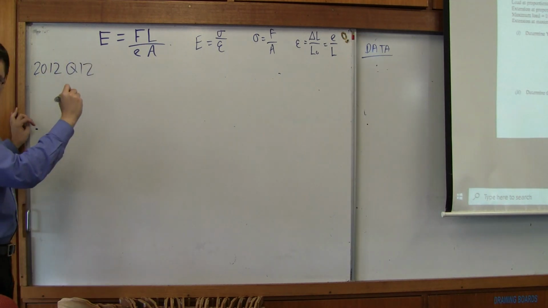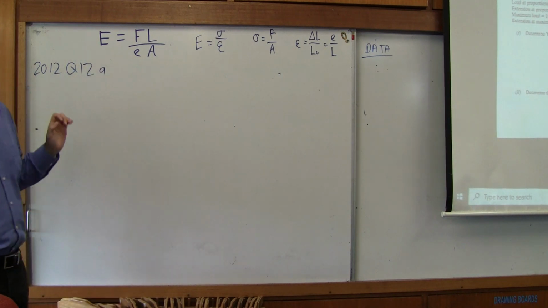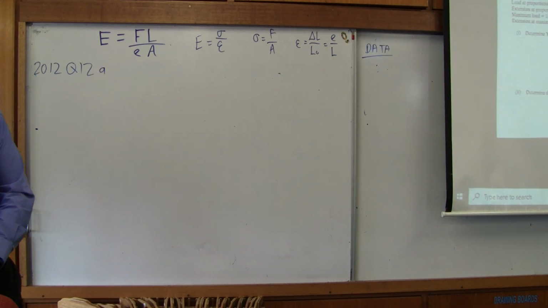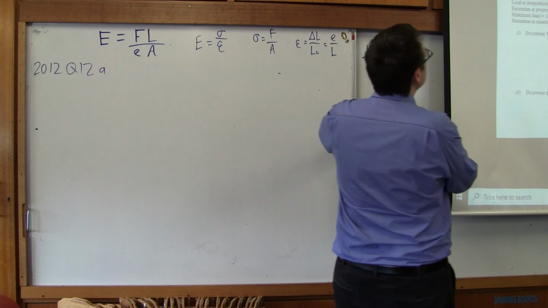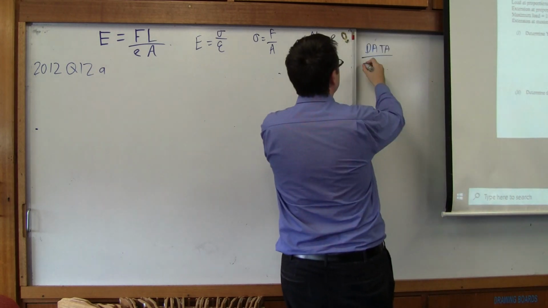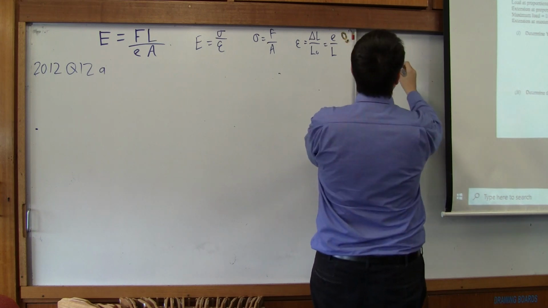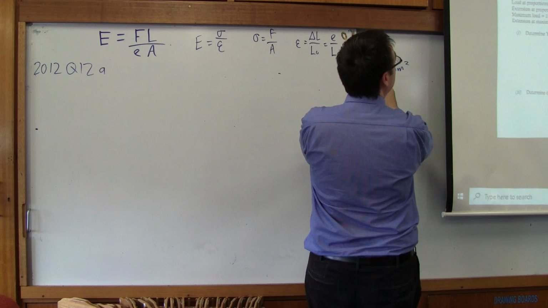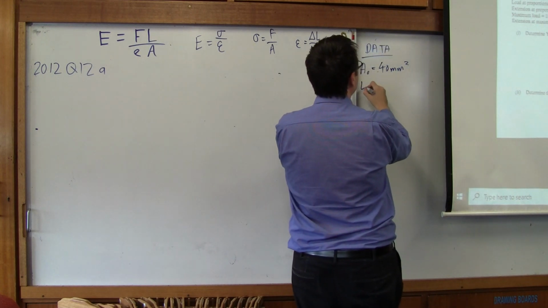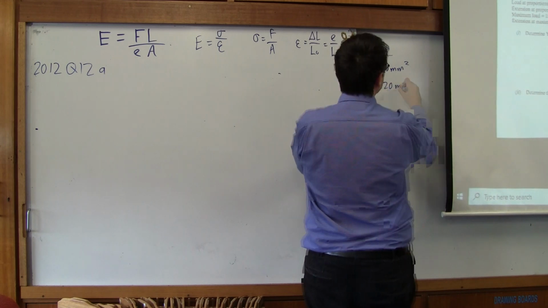So, 2012, question 12, A, and then we're looking like we've got 2 different questions here. Determine the Young's modulus. So we've got a whole bunch of data for this question. We're told that the original cross-sectional area, which I'm going to write as A0, equals 40 millimeters squared. And we have gauge length, so that's the original length, equals 120. They sometimes use that term for original length.